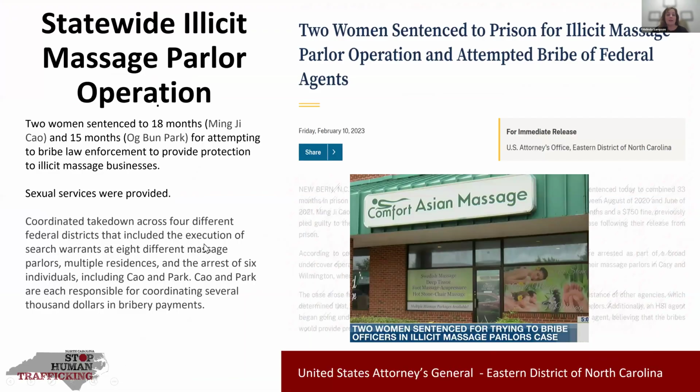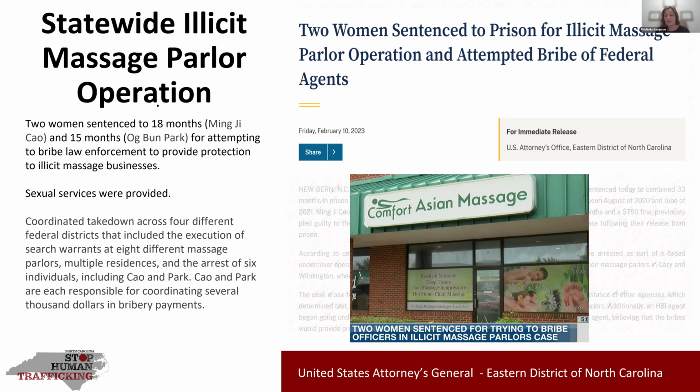This happened at actually several locations, 8 different massage parlors, but 2 women were sentenced to 18 months and the other 50 months for attempting to bribe a law enforcement officer to provide protection to illicit massage businesses. This was actually a coordinated takedown across 4 different federal districts that included the execution of search warrants at 8 different massage parlors, multiple residences, and the arrest of 6 individuals, including the 2 women.